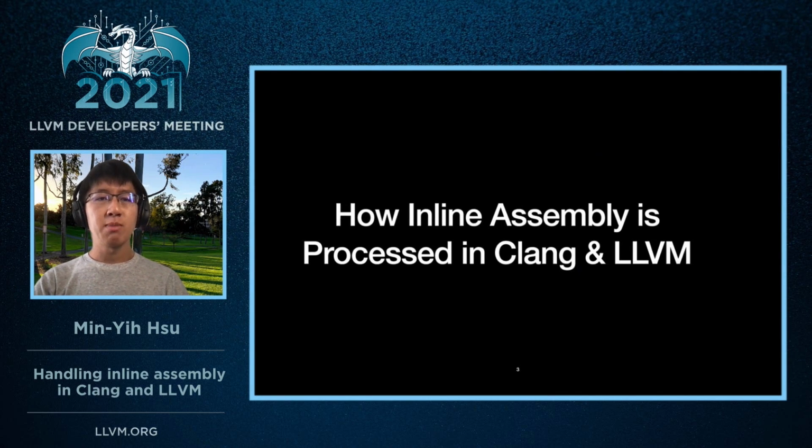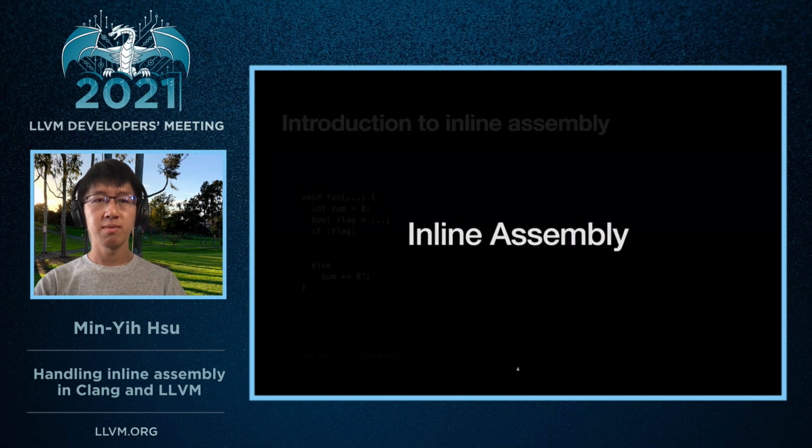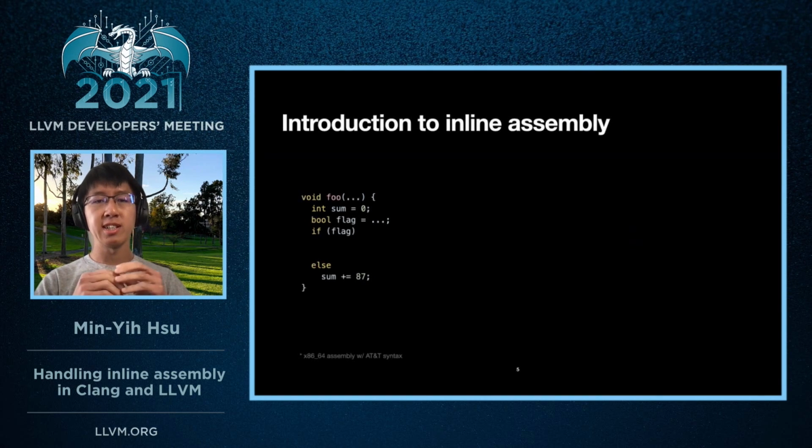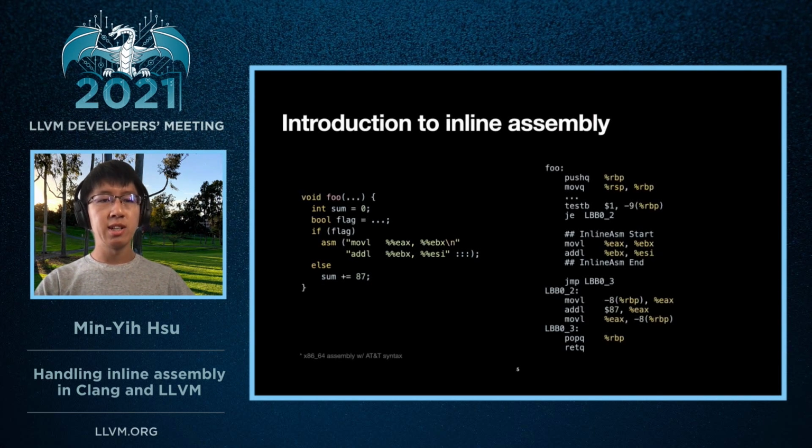So today, we're going to talk about how inline assembly is handled in Clang and LLVM. Let's talk about inline assembly first. Inline assembly is a technique that allows programmers to embed a native assembly string into C and C++ programs. Here is an example C++ snippet. We can use the following syntax to write an inline assembly statement such that the enclosed assembly string will be inserted into the final assembly code of the entire function with little or no modification.